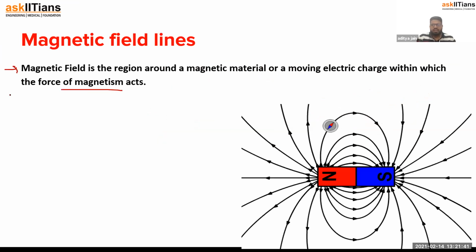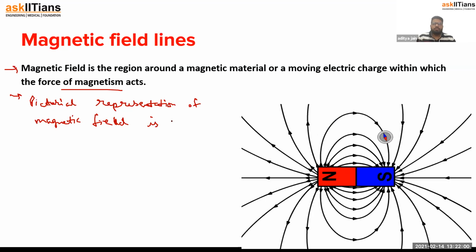So we have seen the magnetic field. What are magnetic field lines? These are the pictorial representation of the magnetic field. The pictorial representation of the magnetic field is known as magnetic field lines. Clear? Magnetic field lines are nothing but the pictorial representation of the magnetic field.